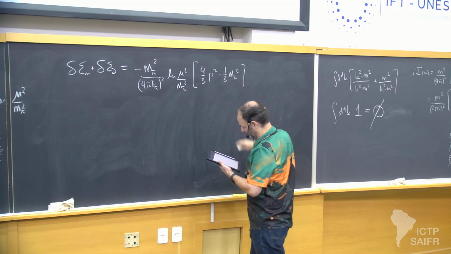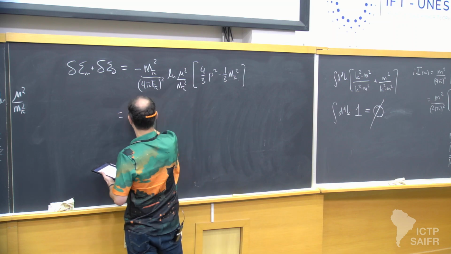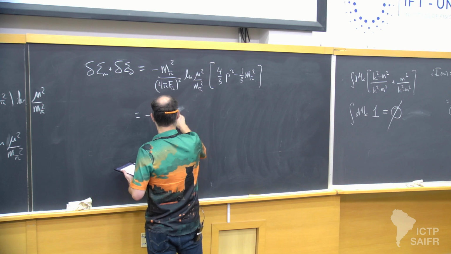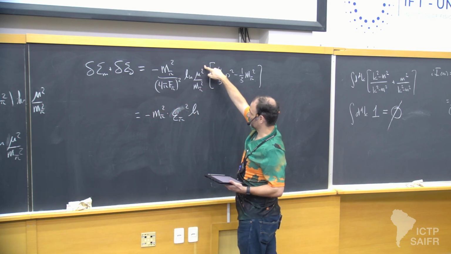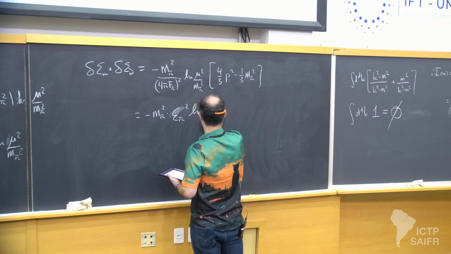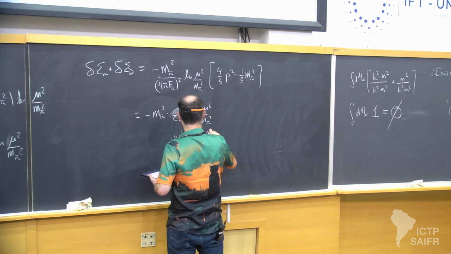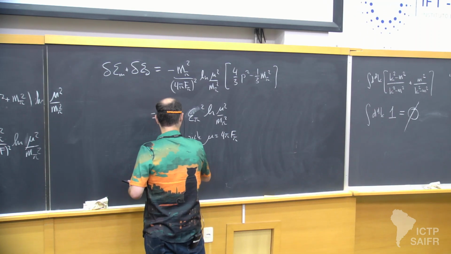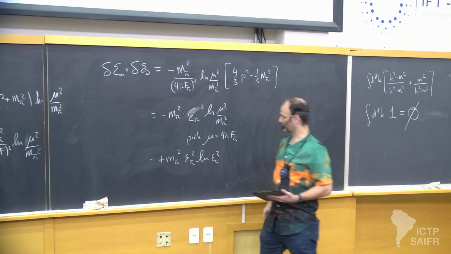So then when I set p to its on-shell momentum, I just get m pi squared. So then I get minus m pi squared times, I'll just now call this epsilon pi squared. And then if I set mu, let me pick mu is 4 pi f pi, and this will equal now plus m pi squared epsilon pi squared log epsilon pi squared. So there's the self-energy correction of the pion.